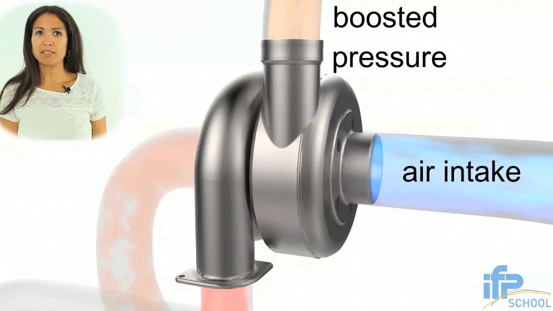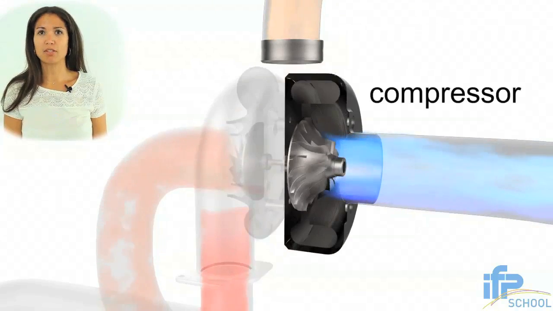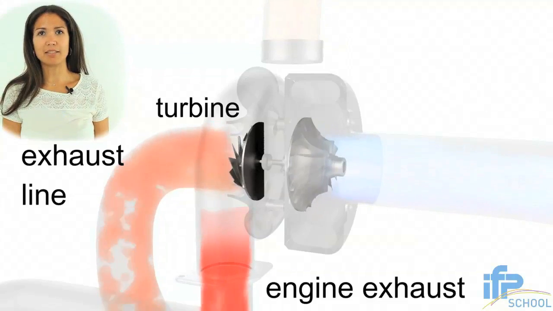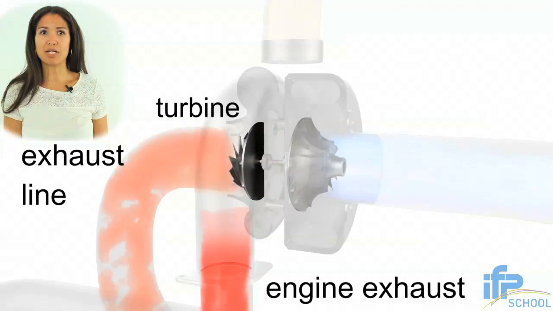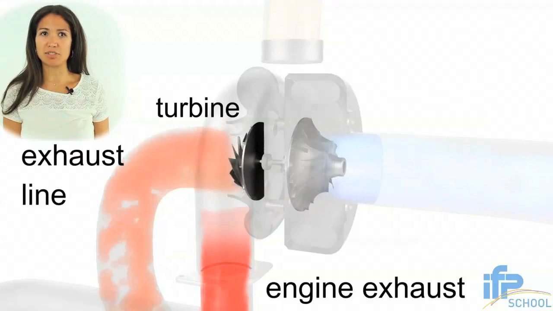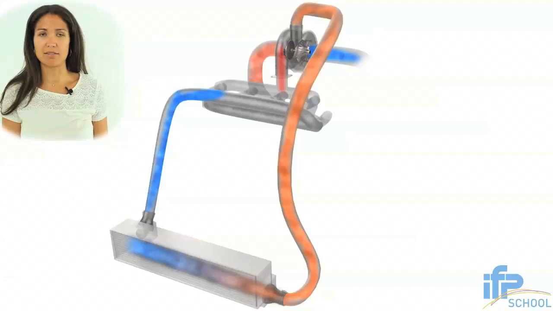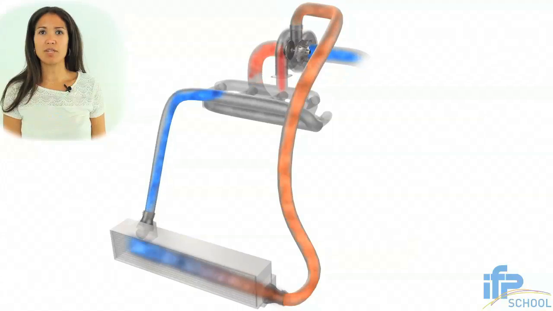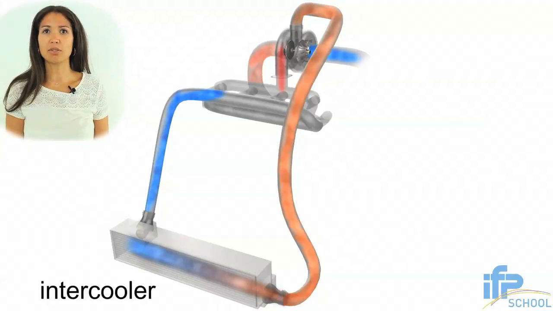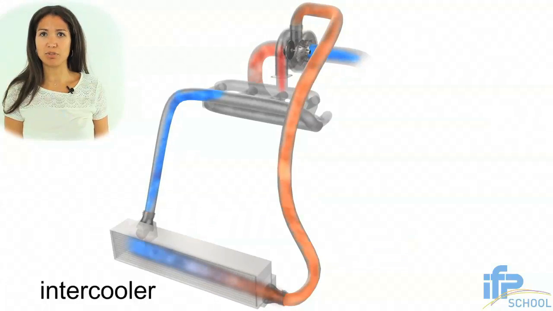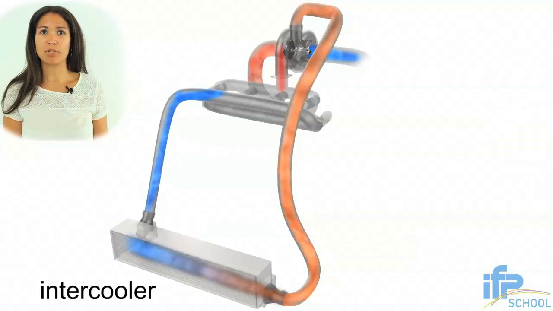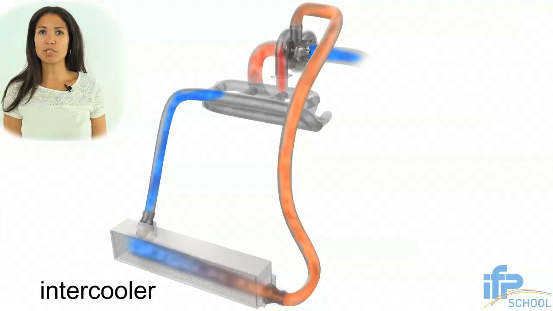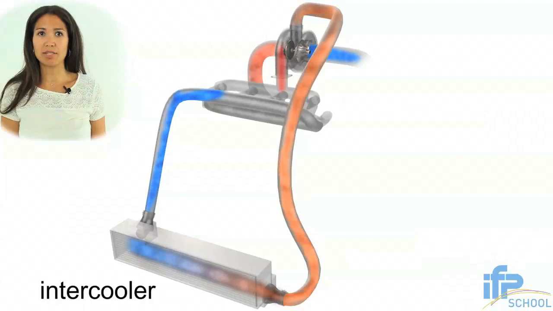There are two parts in the turbocharger. First, the compressor that increases the air pressure, and on the other side, the turbine that is used to drive the compressor by using the residual energy from the exhaust gases. The compressor also increases the temperature of the air, so usually an intercooler is placed downstream of the compressor, before the point where the air enters the engine. The purpose of this is to reduce the air temperature and increase its density.